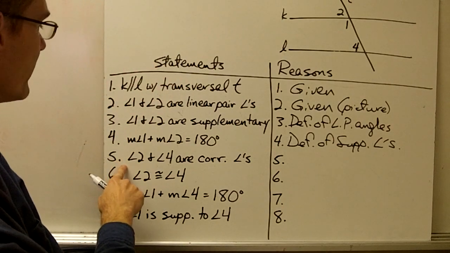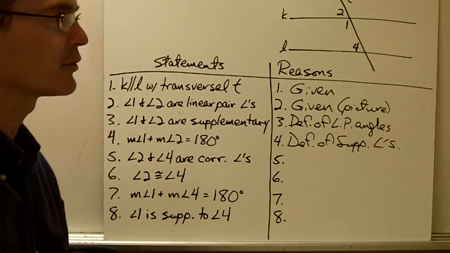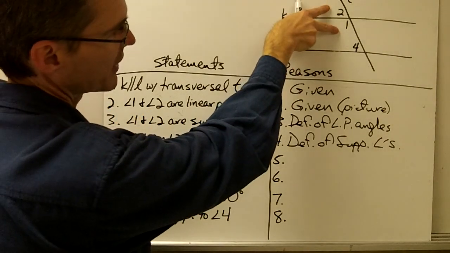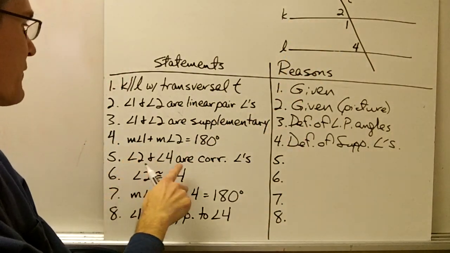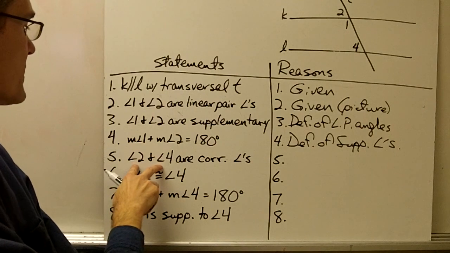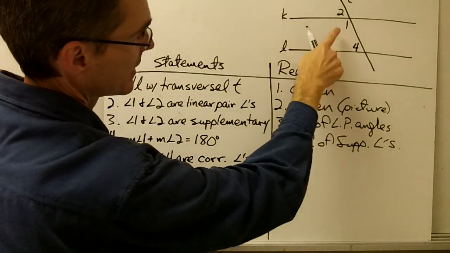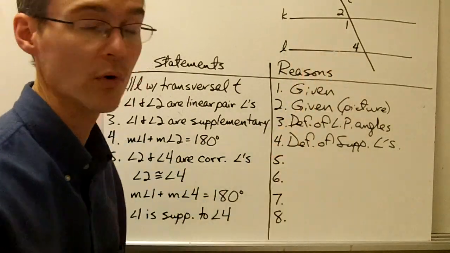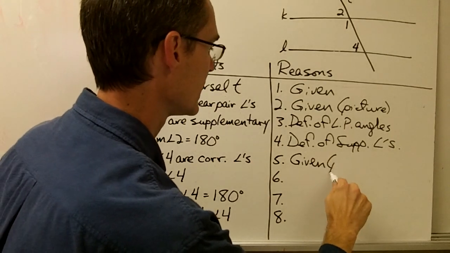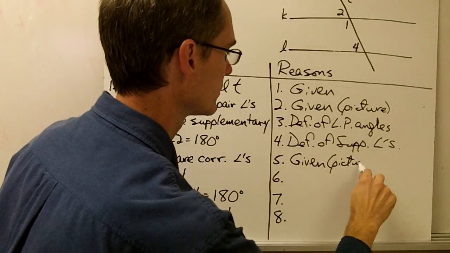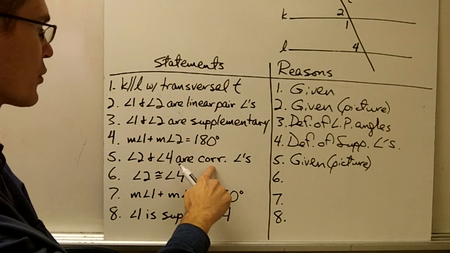Now, step number 5. Here I'm done. In these three statements, I was looking at angles 1 and 2. Now I'm going to look at angles 2 and 4. All right, so first I was looking at these two angles. Now I'm going to look at angles 2 and 4. And the first thing I've got about angles 2 and 4 says angle 2 and angle 4 are corresponding angles. And I can see, again, from my picture, angle 2 and angle 4, those are corresponding angles. So I'm going to call that given information. And again, it's given to me in the picture. So now I know angles 2 and 4 are corresponding angles.